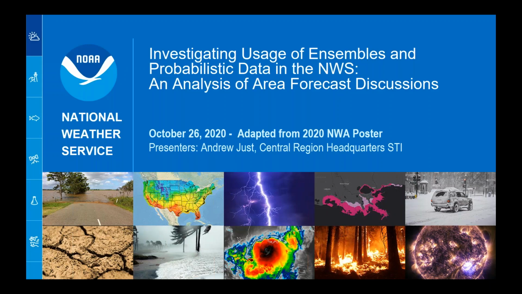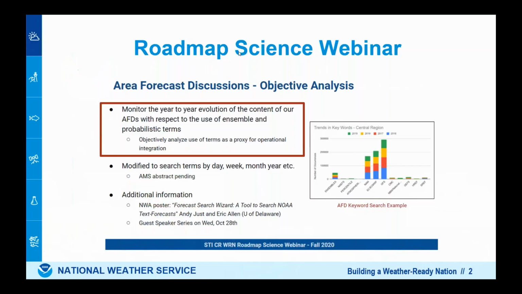This talk I had presented at the 2020 NWA conference, obviously virtual, just as a poster. But this talk ties in very well to what we discussed in the Roadmap Science webinar. I took this directly out of the slide, where one of the things that we really want to look at this year, and of course going back in time, is to monitor that year-to-year evolution of what we're putting content-wise in the AFD with respect to ensemble and probabilistic terms.